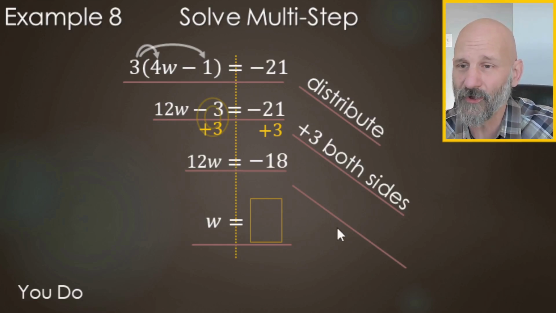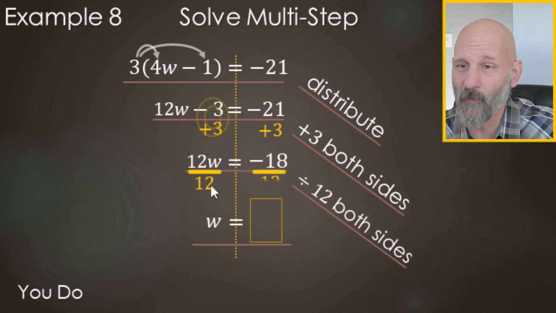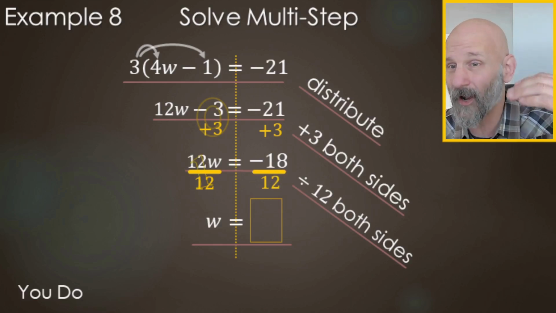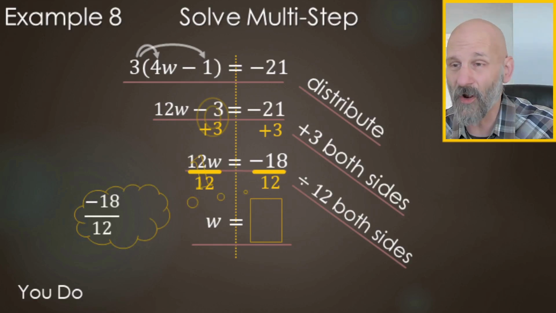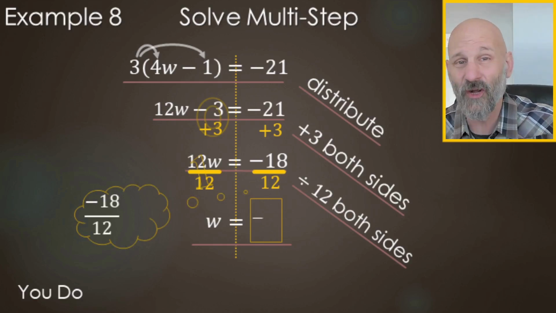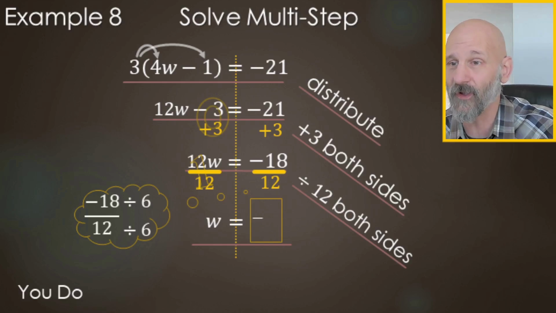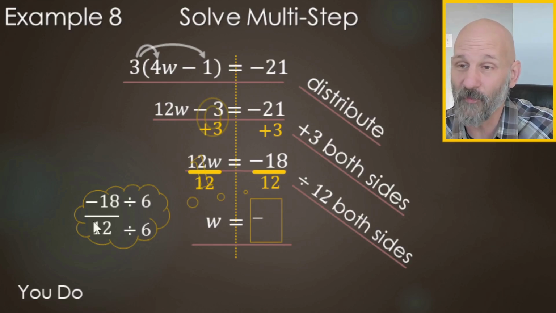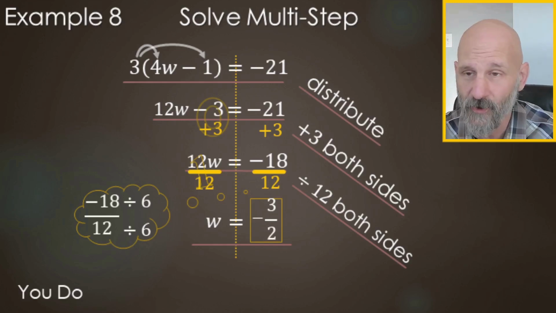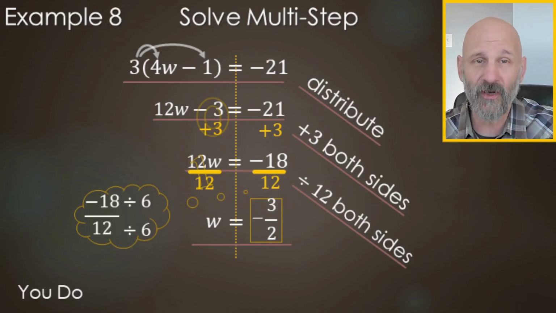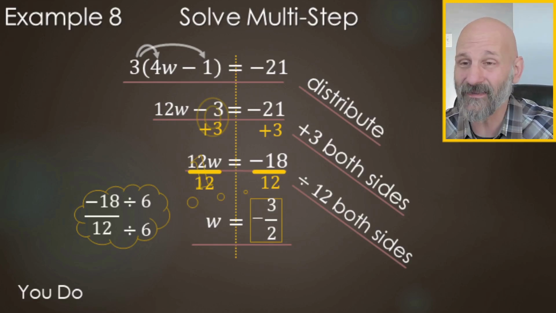So next up, undo the 12 being multiplied to the w with a divide by 12. Divide 12 to both sides. 12 over 12 makes 1 there. And then we have negative 18 divided by 12. So negative divided by positive is going to be negative. And we are thinking then 18 over 12 reduced, right? They're both divisible by 6. So 18 divided by 6 makes 3, and 12 divided by 6 makes 2. So negative 3 halves would be the simplified version of the solution that makes the equation true.